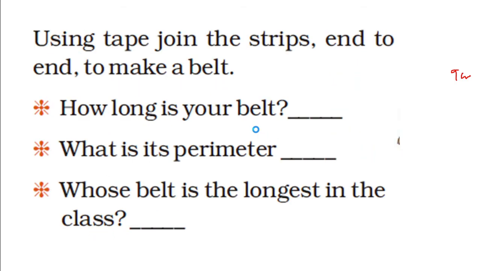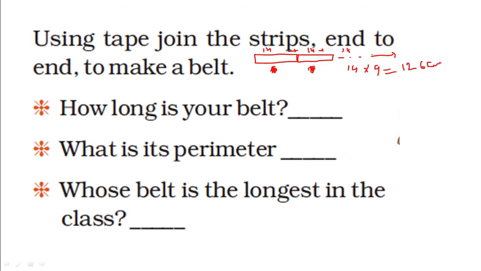Now what we have to do? Using tape, join the strips end to end. So I will join those 9 strips like this and so on. So how long will your belt be? 14 centimeter, 14 centimeter, 14 centimeter. So we will add this length. How many times? Yes, 9 times, because we have 9 separate strips. So 14 into 9, 126 centimeter.